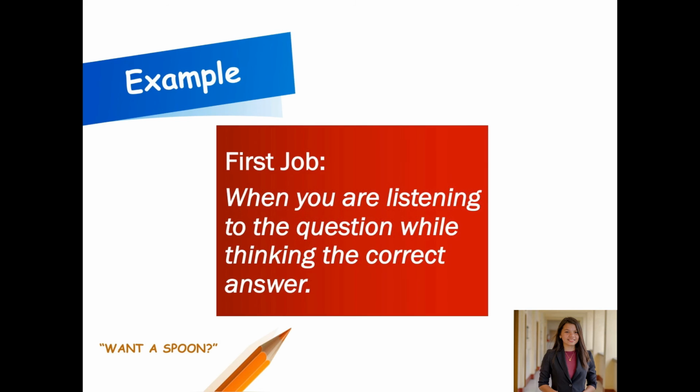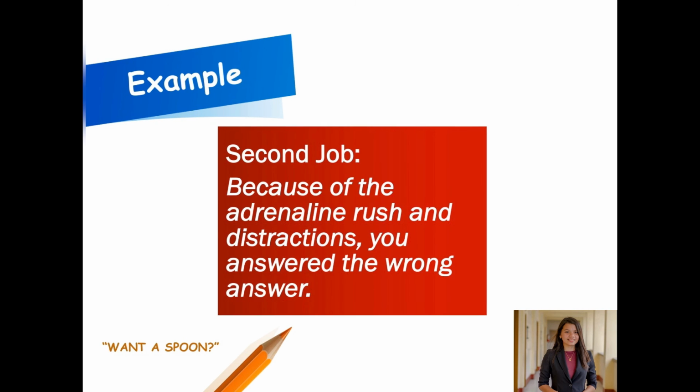So as you can see, this is the first example. When you are listening to the question while thinking of the correct answer, through this example, you can apply the first job which can make your thinking brain pay attention. So in the second example, because of the adrenaline rush and distractions, you gave the wrong answer. Through that example, it applies the second job where you break or stop your thinking brain's attention.